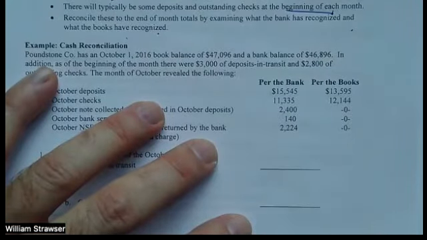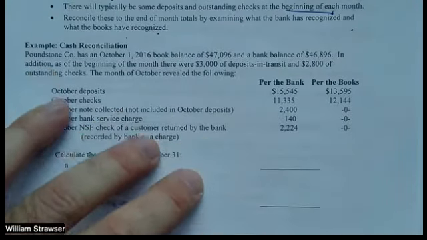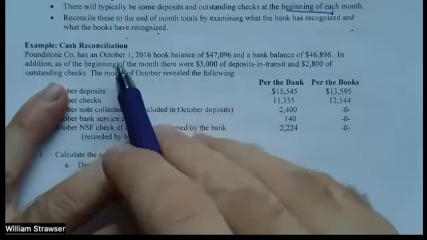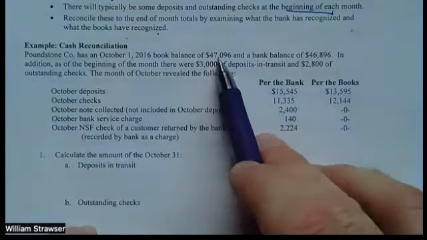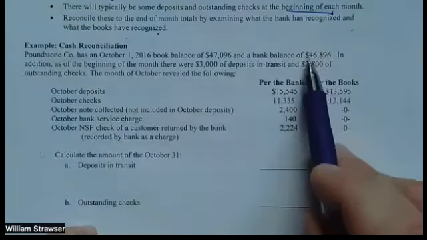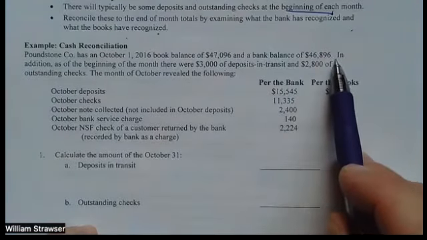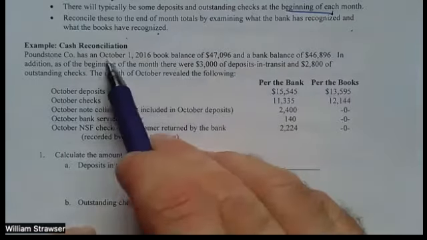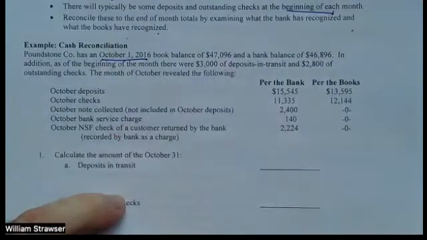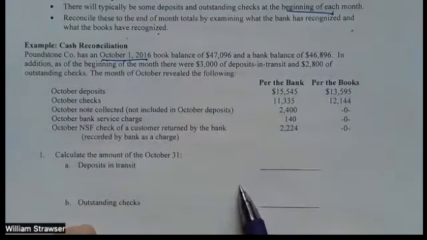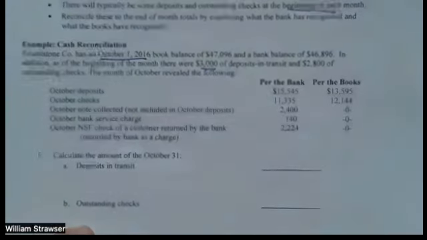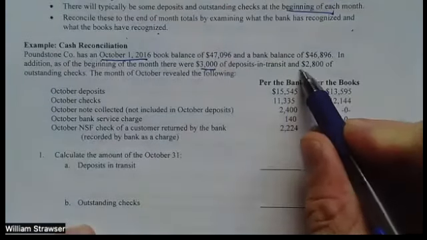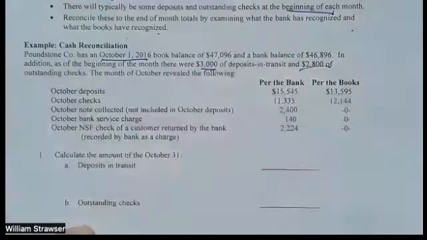That's the company that is doing the bank rec, not the bank. It has an October 1 book balance of $47,096 and a bank balance of $49,896. So that's the October 1st balance. We need to be real careful, right? That's not the end of the month. In addition, at the beginning of the month, there's $3,000 of deposits in transit, and there's $2,800 of outstanding checks.